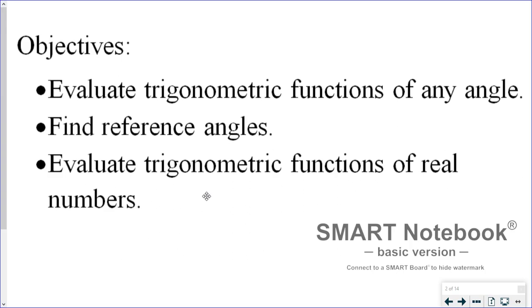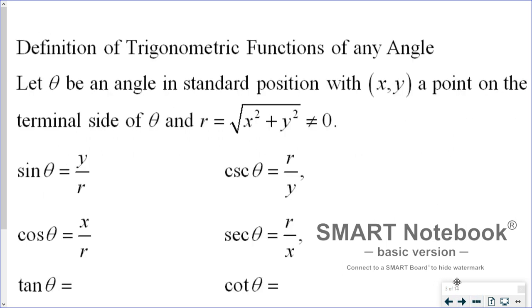All right, so today we're going to finish the last section of this unit. We're going to talk about trigonometric functions of any angle instead of just angles on the unit circle. We'll talk about reference angles and evaluate some more trigonometric functions. All right, so here you can copy down all of our notes.